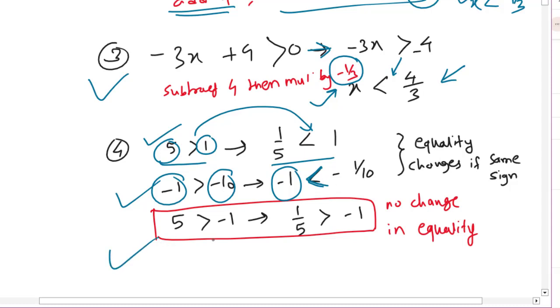And finally we have got this example, 5 is greater than minus 1, which implies 1 upon 5 will be greater than minus 1. So here there is no change in the inequality because the signs were different. The 5 is plus 5 and here it is minus 1. So since the signs are different, the inequality will not change.